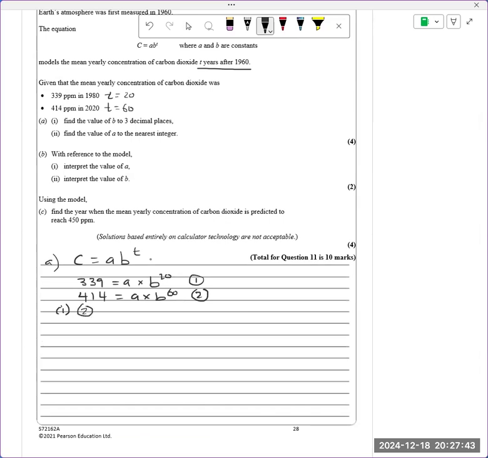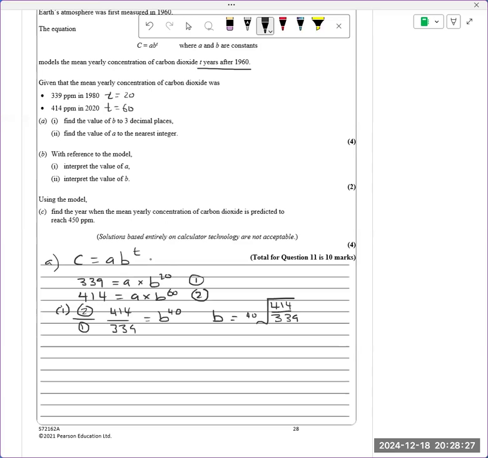So equation two divided by equation one gives us 414 over 339 equals B to the power 40. And then from there, we just take the 40th root. There's no logs required here because it's just B to the power 40. We want the 40th root. So the 40th root of 414 over 339. And we shove that in the calculator. One or two people tried to do this with logs. So you've got a general root button on your calculator and you want the 40th root.